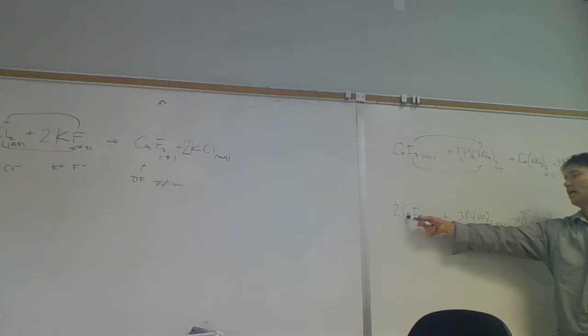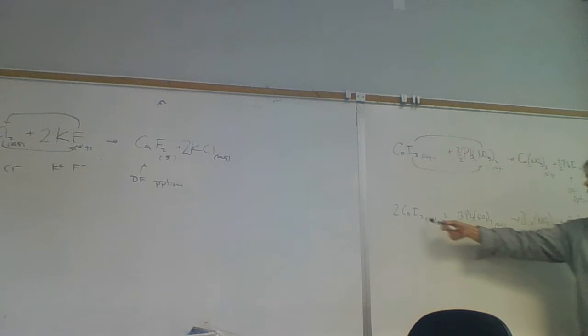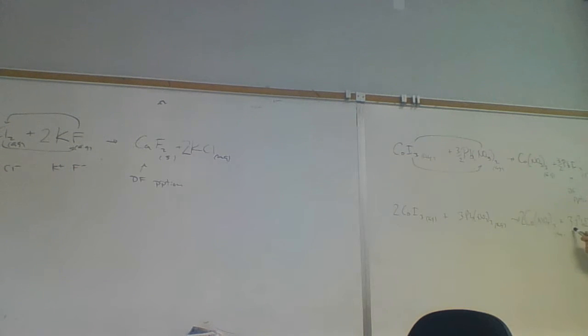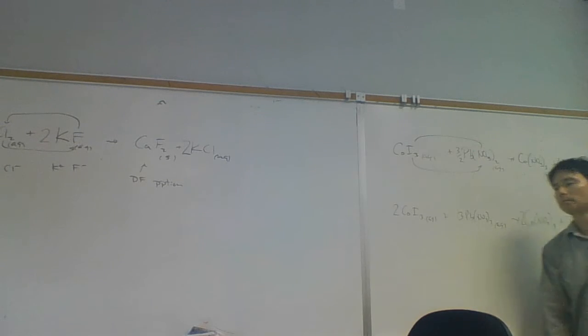And so now I have 2 cobalts, 2 cobalts, 6 iodides, 3 times 2 is 6 iodides, 3 leads, 3 leads, 6 nitrates, 2 times 3 is 6 nitrates. So it's balanced. And we're good.